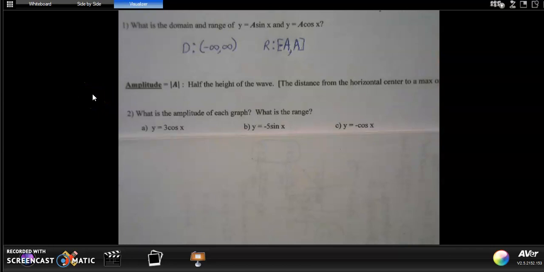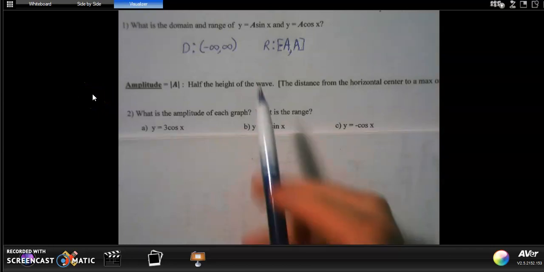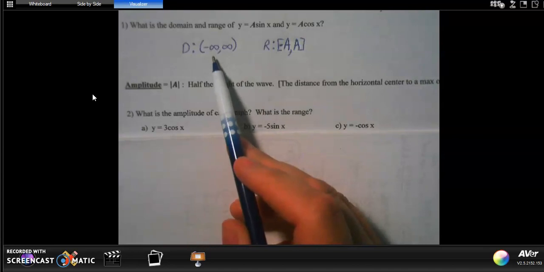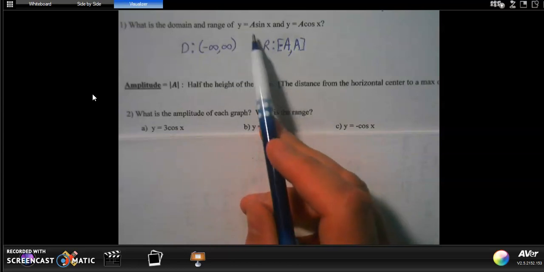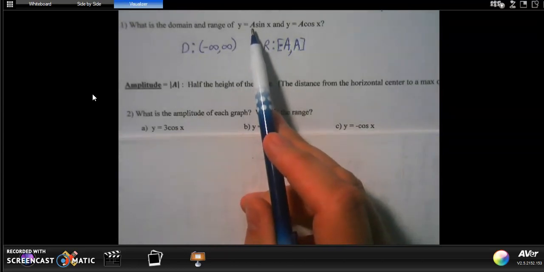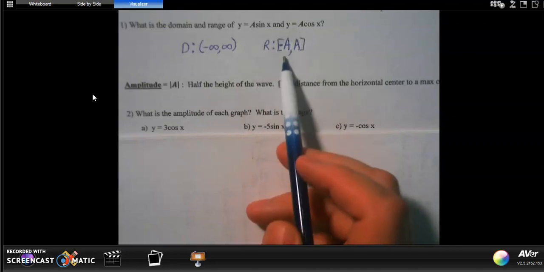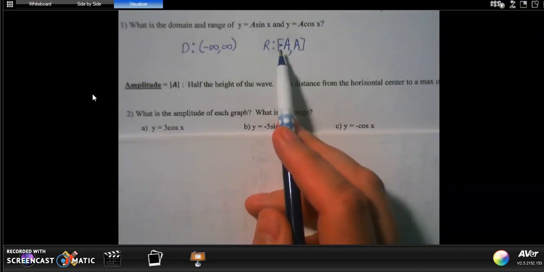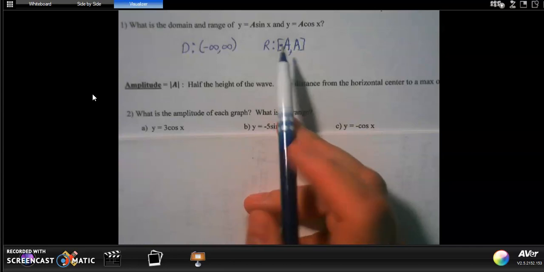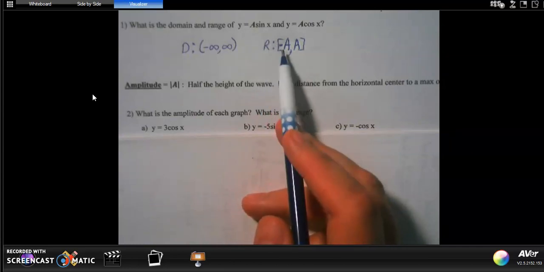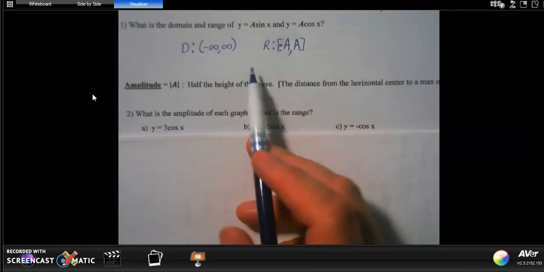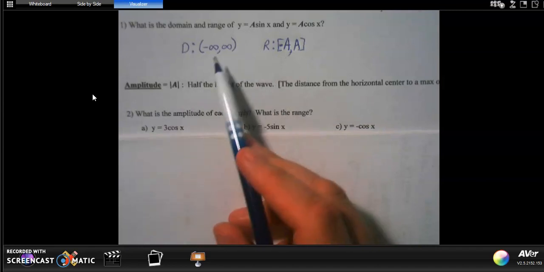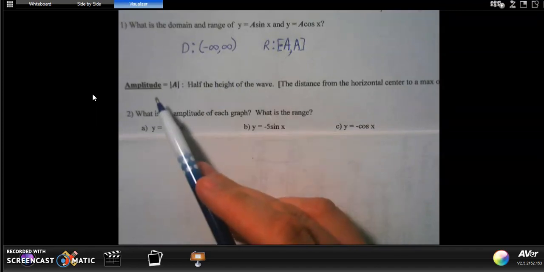So as far as domain and range go, the domain of a sine of x and a cosine of x is -infinity to infinity, basically saying your angle can be whatever angle you want it to be. And then the range depends on your a value, so the number in front of the sine or the cosine function. So it'll go down to -a and up to +a. So 3 sine of x went down to -3 and up to +3. So that number in front, a, is called the amplitude.